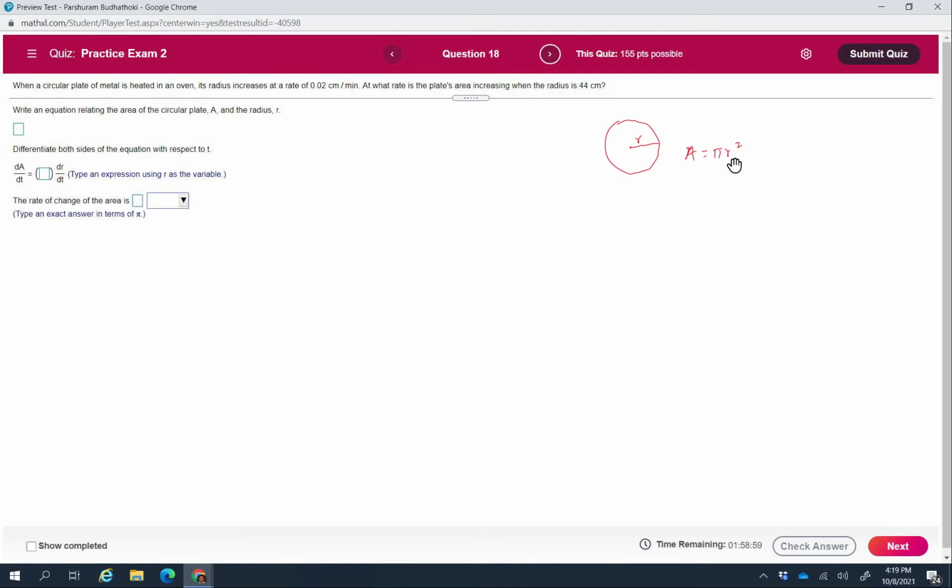That's the relation between area and radius. So write an equation relating to the area of the circular plate. So that's the answer. A equals pi r squared.